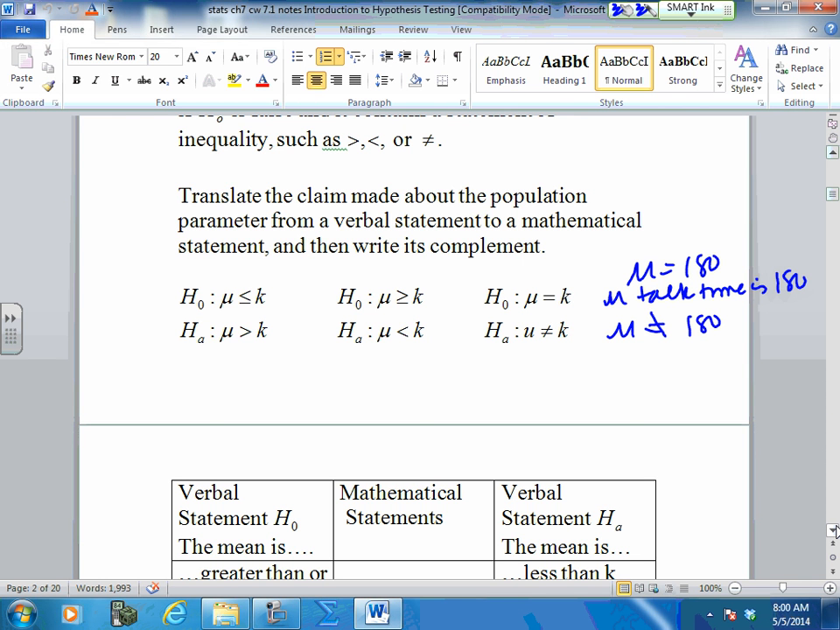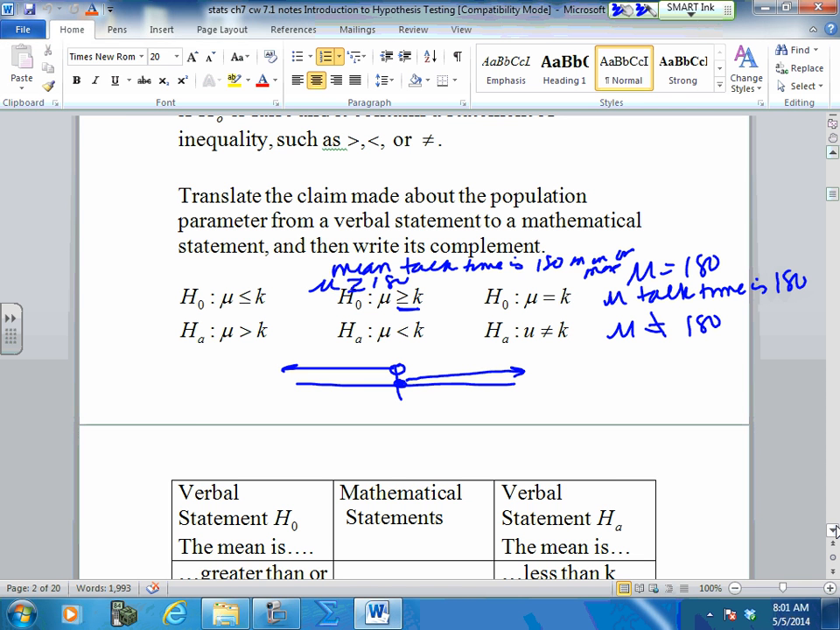This guy would say the mean talk time is 180 minutes or more. This is mu is greater than or equal to 180. Now, think of a number line. If something is greater than or equal to 180, and I need to use the rest of this number line as its complement, I'm down here. I can't use that point. I'm this, less than. Do you see that? Okay.